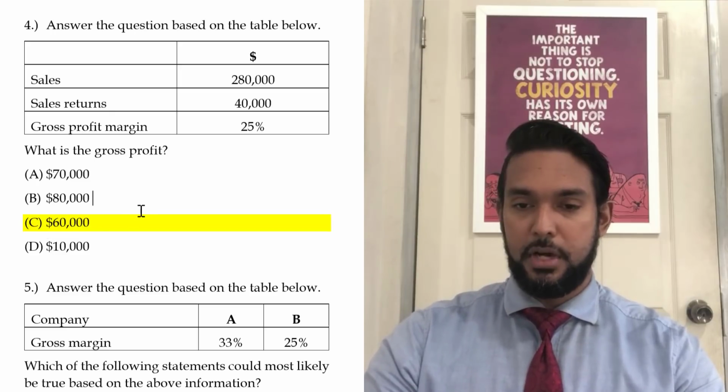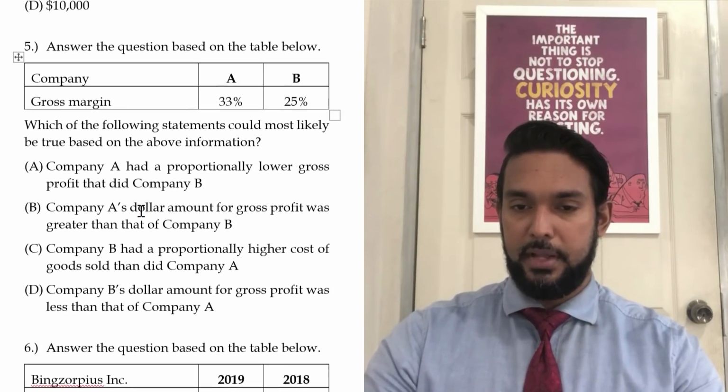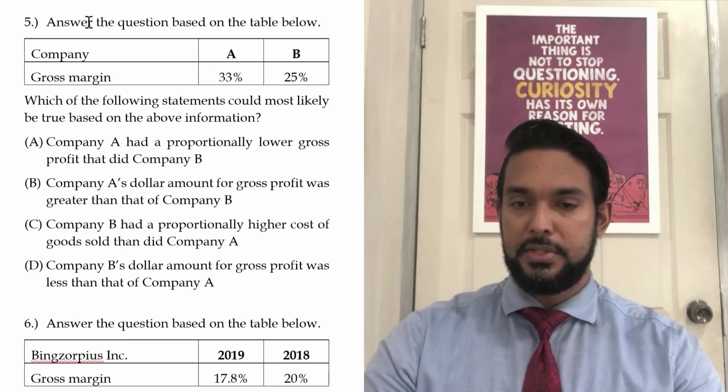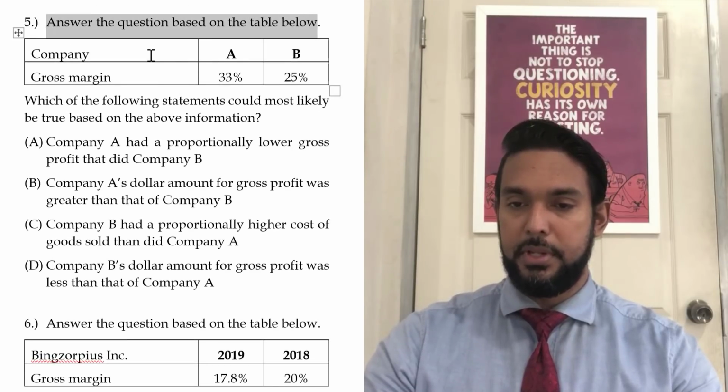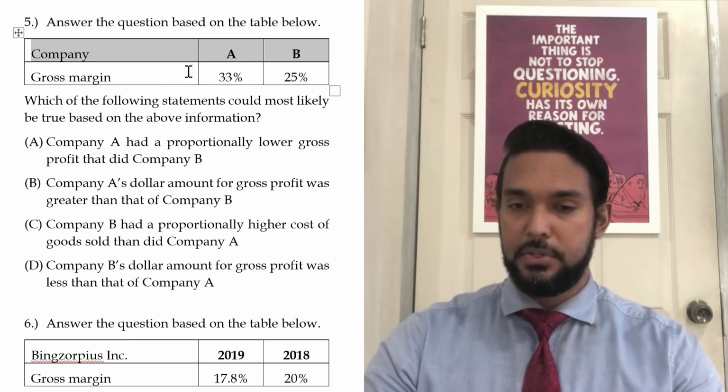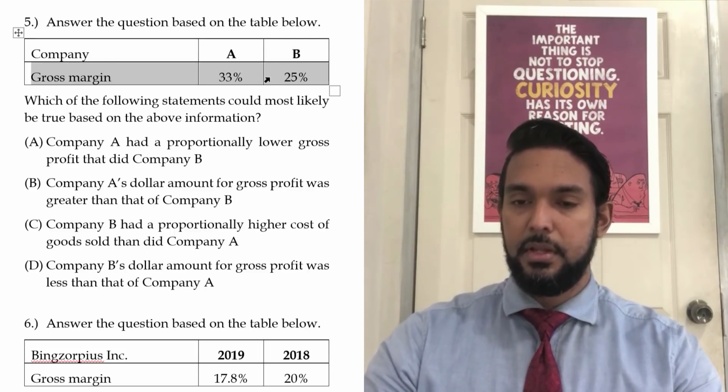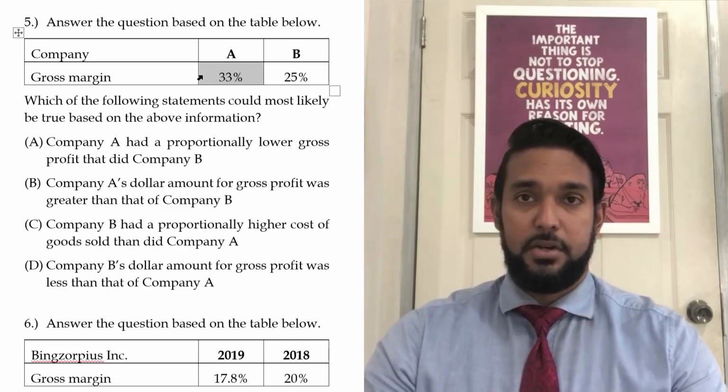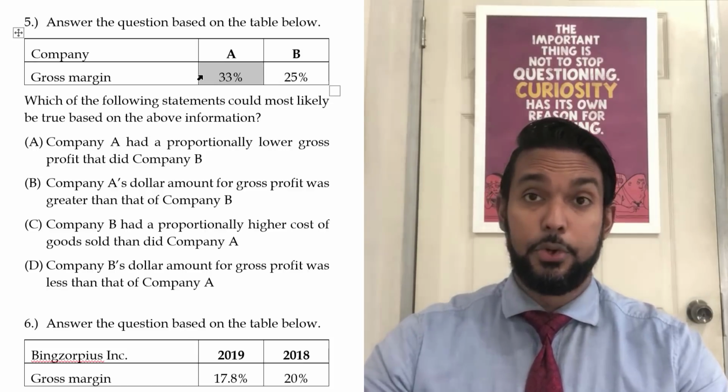Okay, scrolling down to number 5. So answer the question based on the table below. Okay, so company A, company B. We have two companies and we have their gross margin. We have 33% for A, 25% for B. So basic observation, company A is making a higher gross margin.